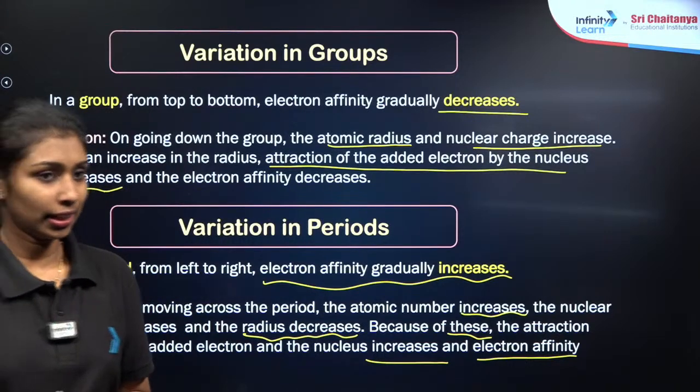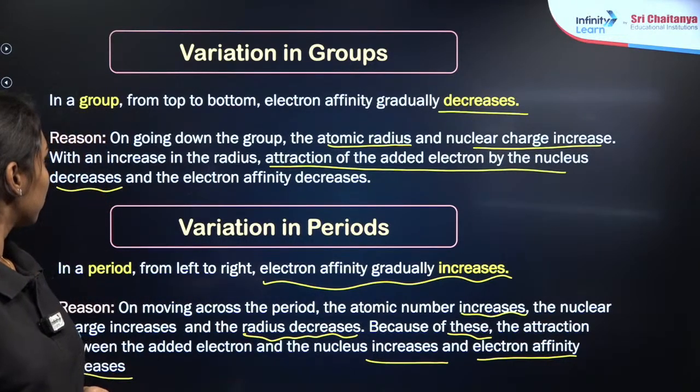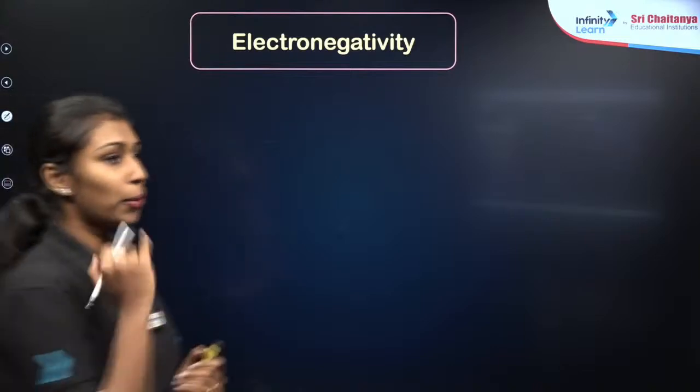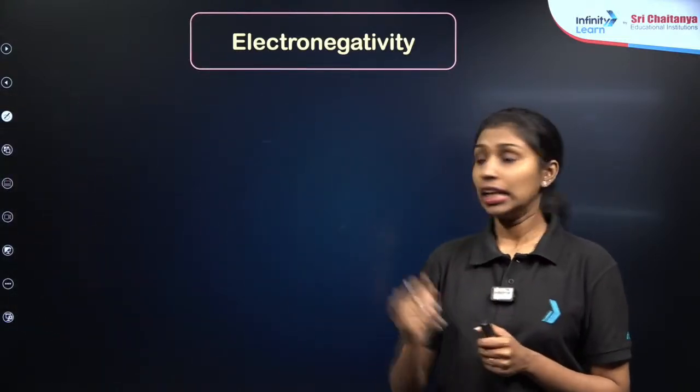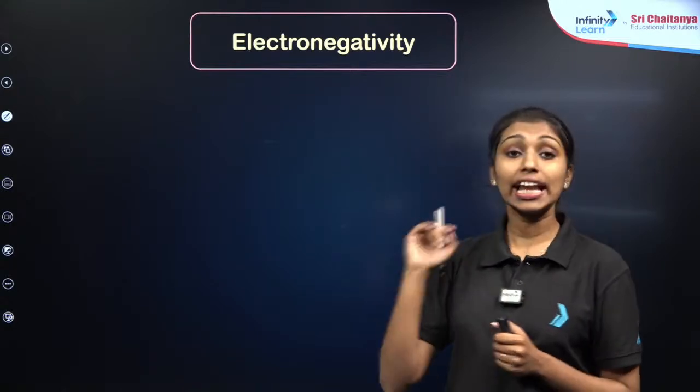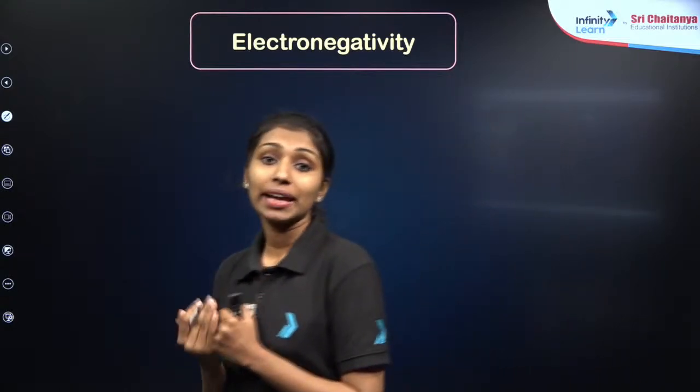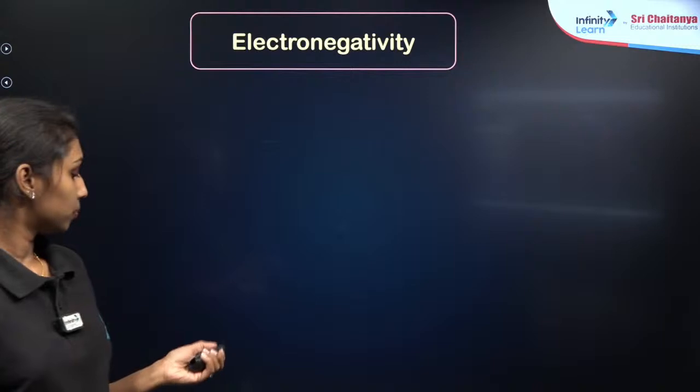Fine. Now let me move to the next property, that is electronegativity. I hope electron affinity was clear for everyone. Now let me move to the next topic, that is electronegativity. What do you mean by electronegativity?